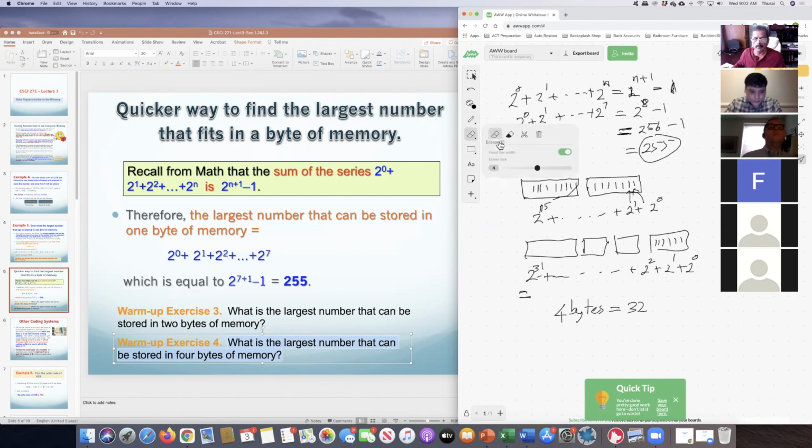So apply the formula. It's equal to what? 2 to the power of what? 2 to the power of 32 minus 1. If the powers end at 31, then the sum of those will be equal to 2 to the 32, minus 1. And 2 to the 32 can be calculated in your calculator, right?